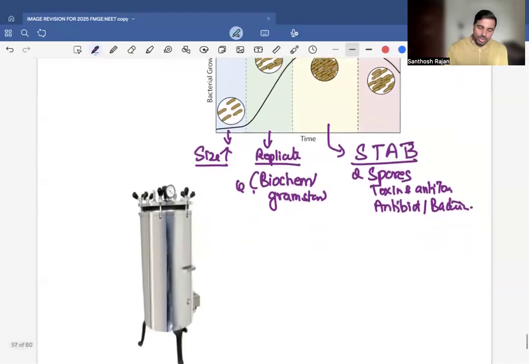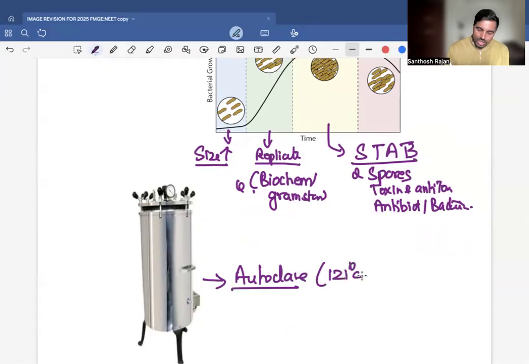Okay. Now this picture, what you're seeing is an autoclave. Typical autoclave. This is a chamber where you put all things inside. You know the temperature already, 121 degrees Celsius, 15 minutes and 15 pressure, PSI. This is all you know. I'm not going to stress again. Just for the picture purpose, I'm writing here.